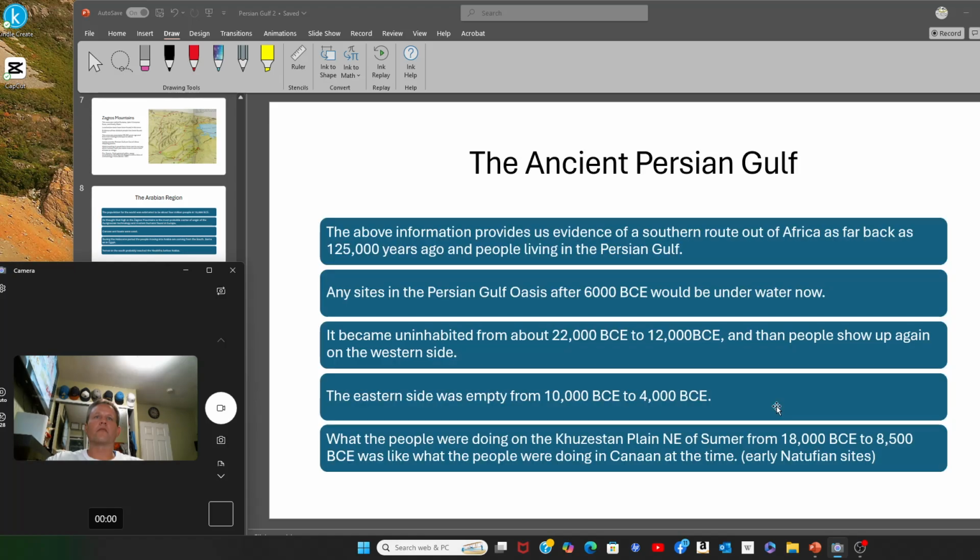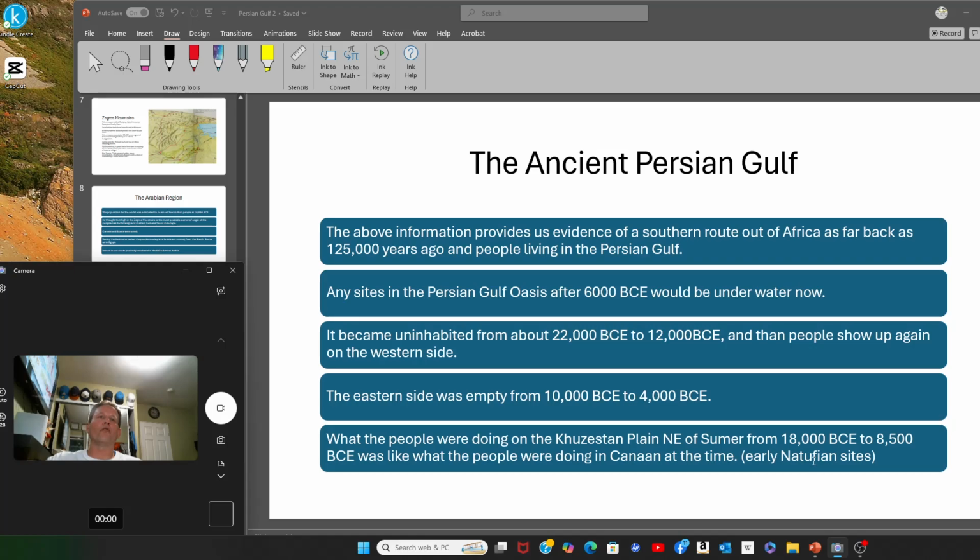Okay, and then what the people were doing on the Khuzestan Plain, which is just northeast of Sumer, from 18,000 BCE to 8,500 BCE, was similar to what the people were doing in Canaan at the same time. 8,000 BCE was probably not called Canaan, but Canaan comes before Palestine, so I just called it Canaan. But Natufian, if you've heard of Natufian, you can just picture early Natufian sites, like Jericho.